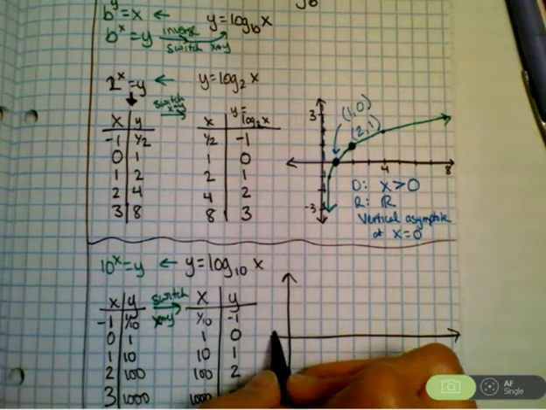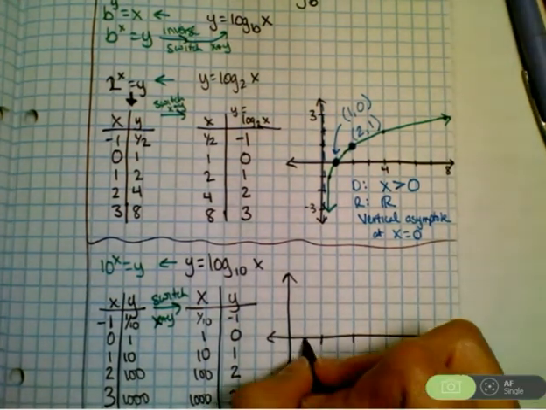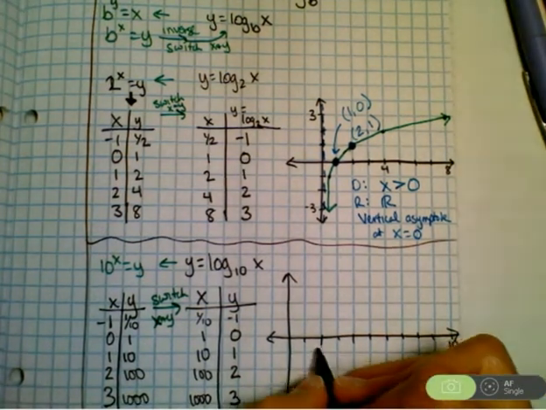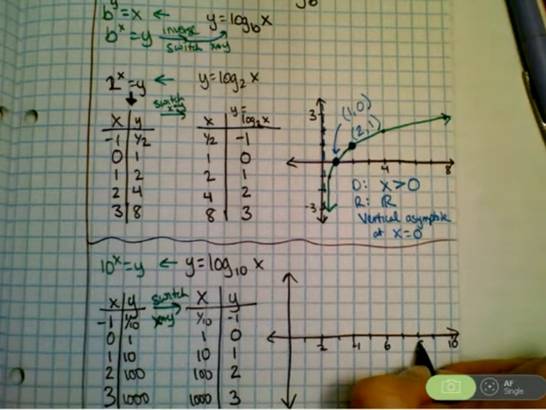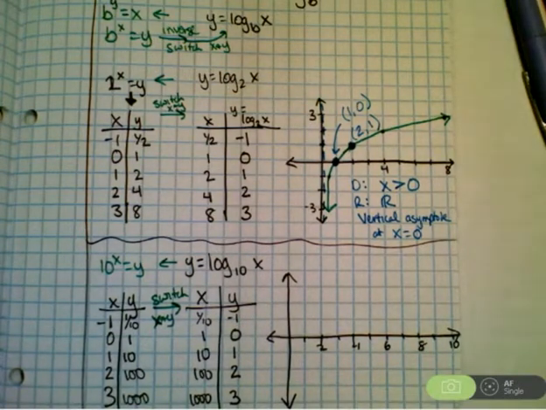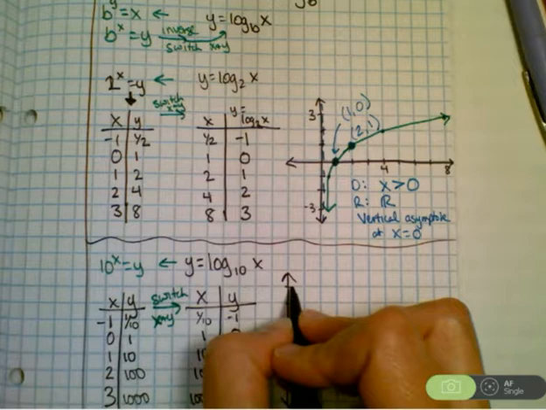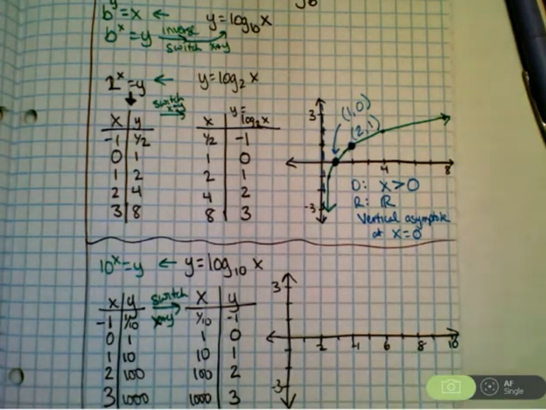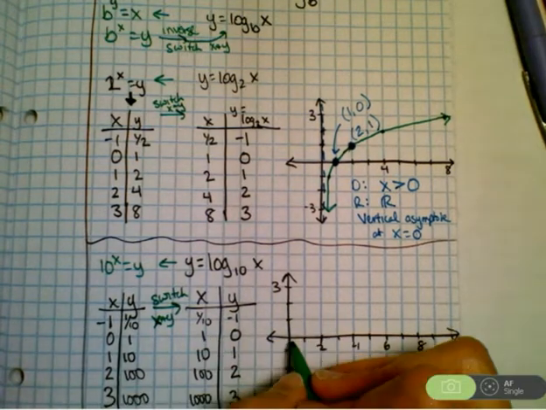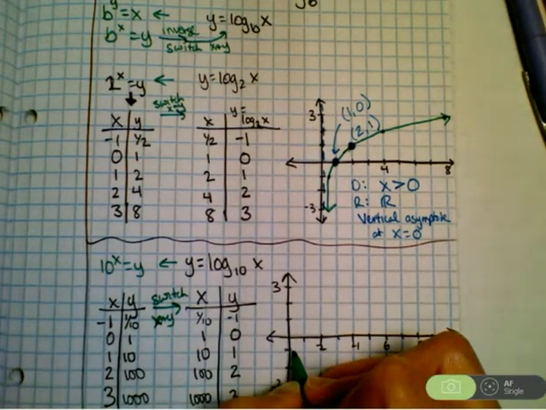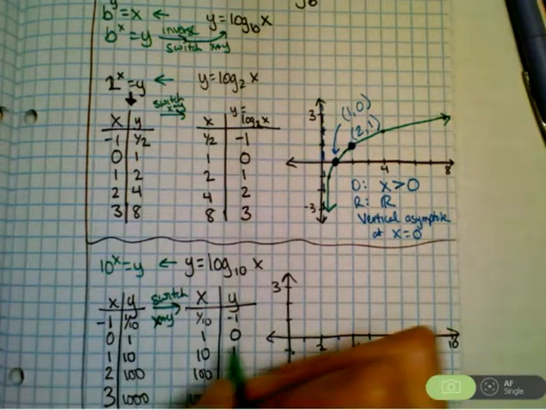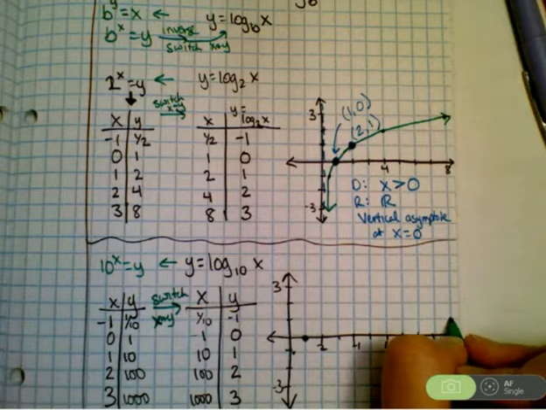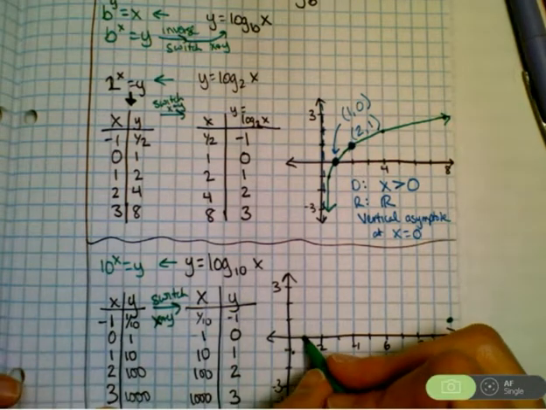It's going to go that way. 2, 4, 6, 9, 10, just barely. So when I go to plot the points, 1, 2, 3, -1, -2, -3. Let's see, so I have 1/10, which is almost 0, and -1. I have 1 and 0 again. I have 10 and 1, and after that it goes off the page.